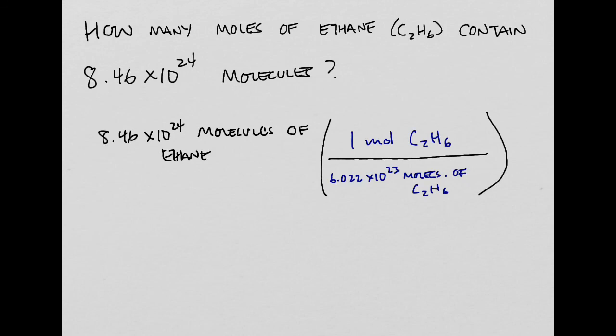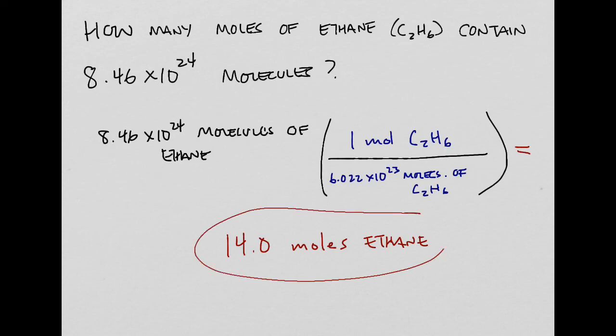So again, you're going to do the same thing with your calculator. 8.46 double E 24 times 1, obviously it's the same thing, divided by 6.022 times 10 to the 23rd molecules of C2H6. If you do this and your calculator is working properly, you would end up with the answer of 14.0. Very important that you have that 0 in there. It's a placeholder, but it's meaningful. 14.0 moles of ethane are produced. Okay, and circle up the answer.